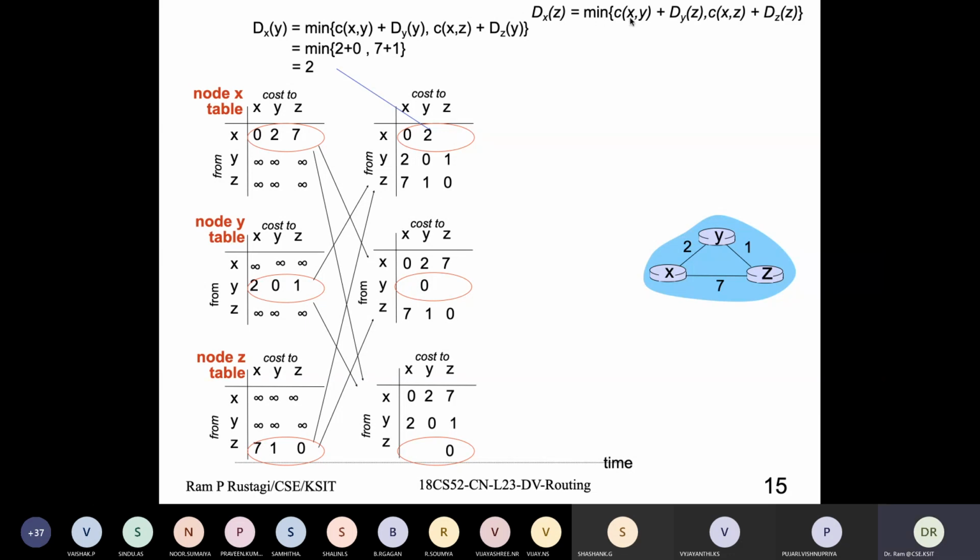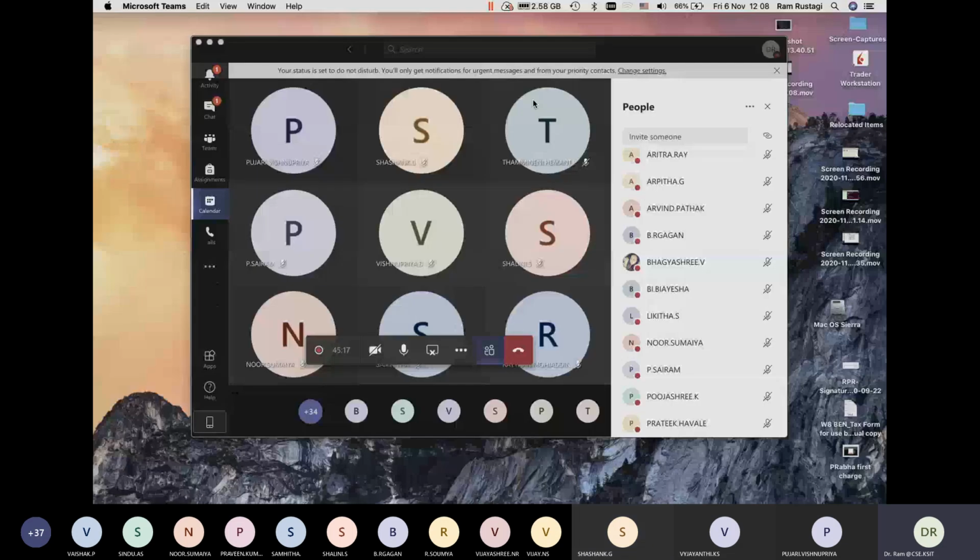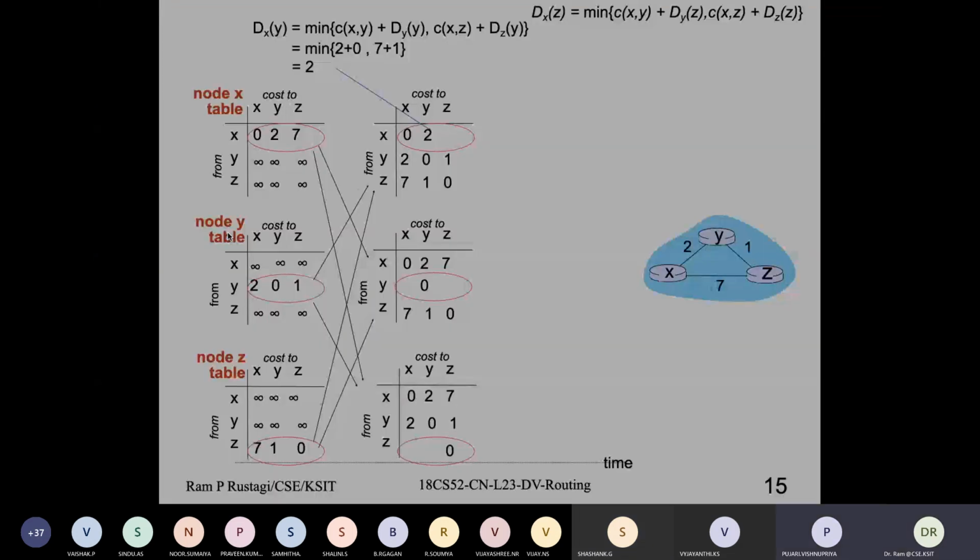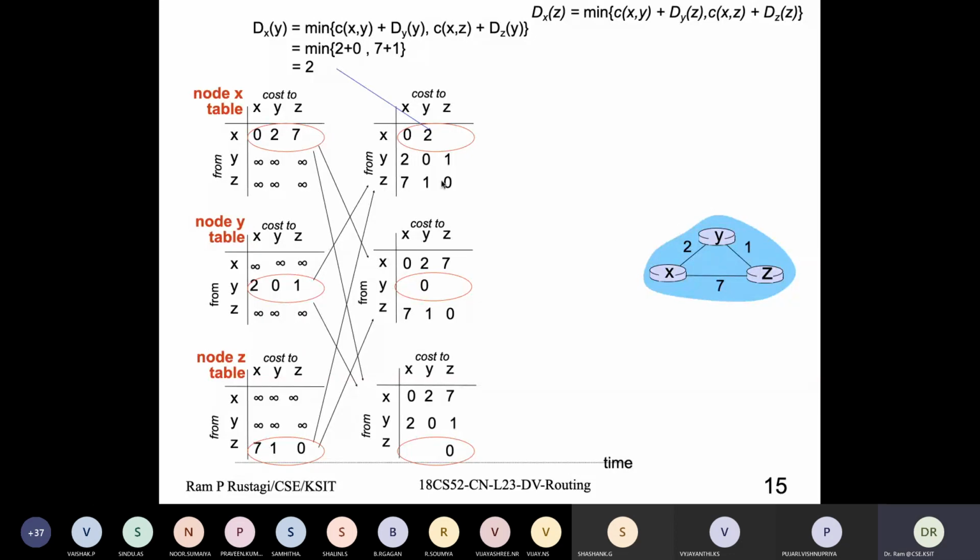What happened to the cost of Z? Same formula. The cost to Z: X has two neighbors, so the cost of X to Y and the estimate of Z from Y, and the cost of X to Z and the estimate of Z from Z. What is the value of CXY? CXY is 2 and the estimate of Y to Z is 1. So this becomes 2 plus 1. CXZ is 7 and the estimate of Z to Z is 0. So this becomes 7 plus 0. So 2 plus 1, 7 plus 0, the minimum happens to be 3. And I update it to 3. So I'm computing this irrespective of what my previous values are.